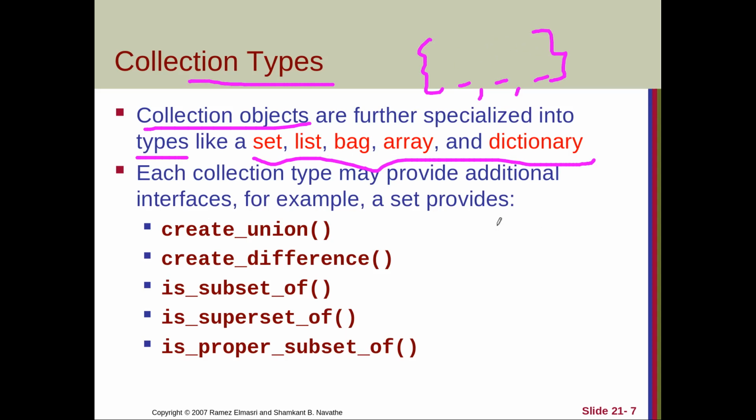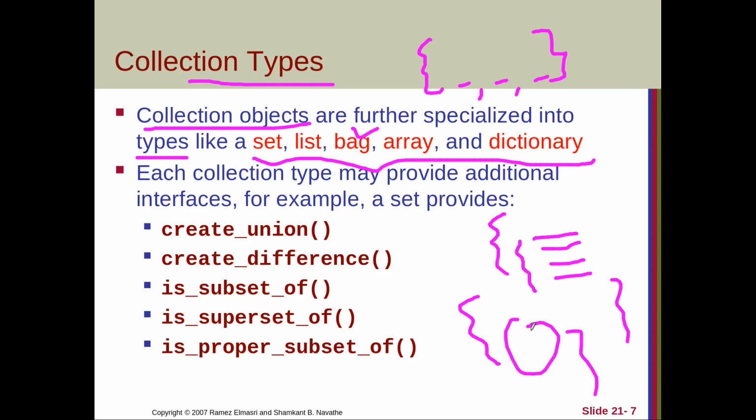List means an ordered list. There will be some order for all the elements present in that collection group. There is a first value, second value, third value, fourth. There will be some ordering present in a list. Then bag is similar to a list, only thing is there is no order. A group of values are stored in a bag.